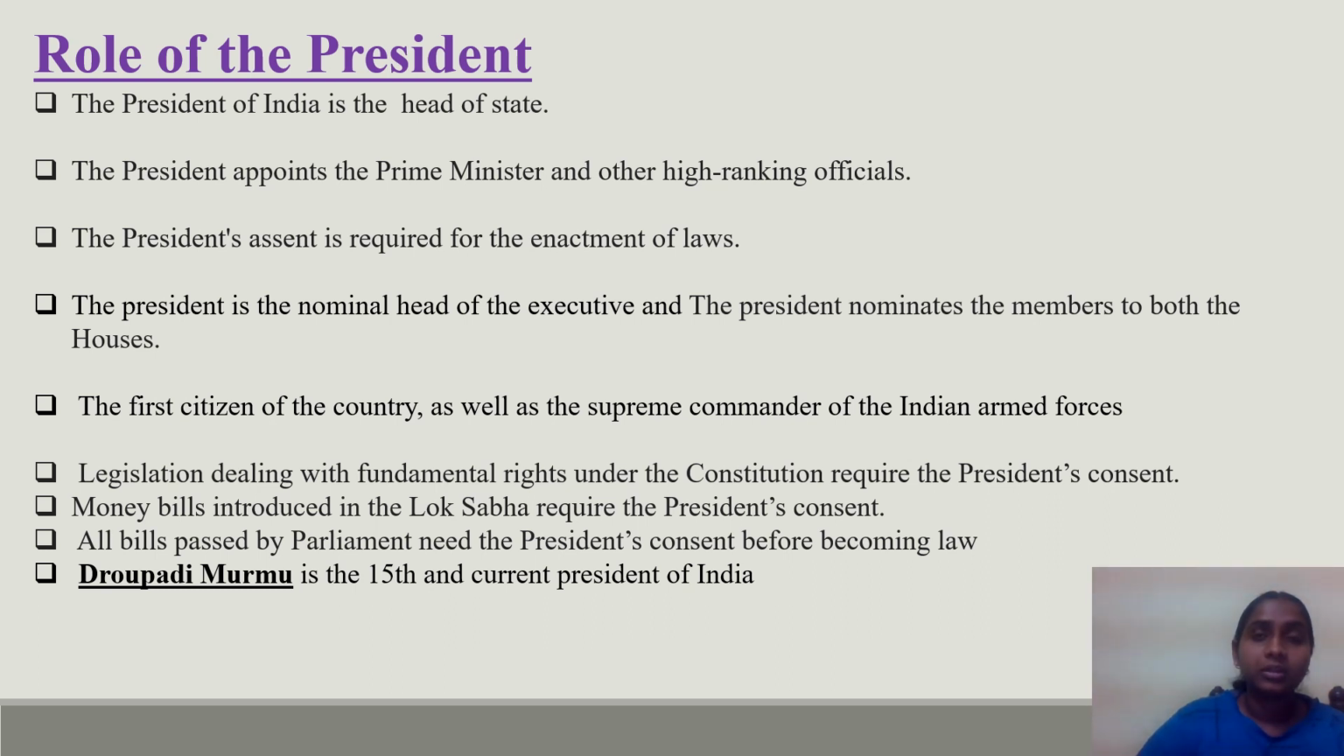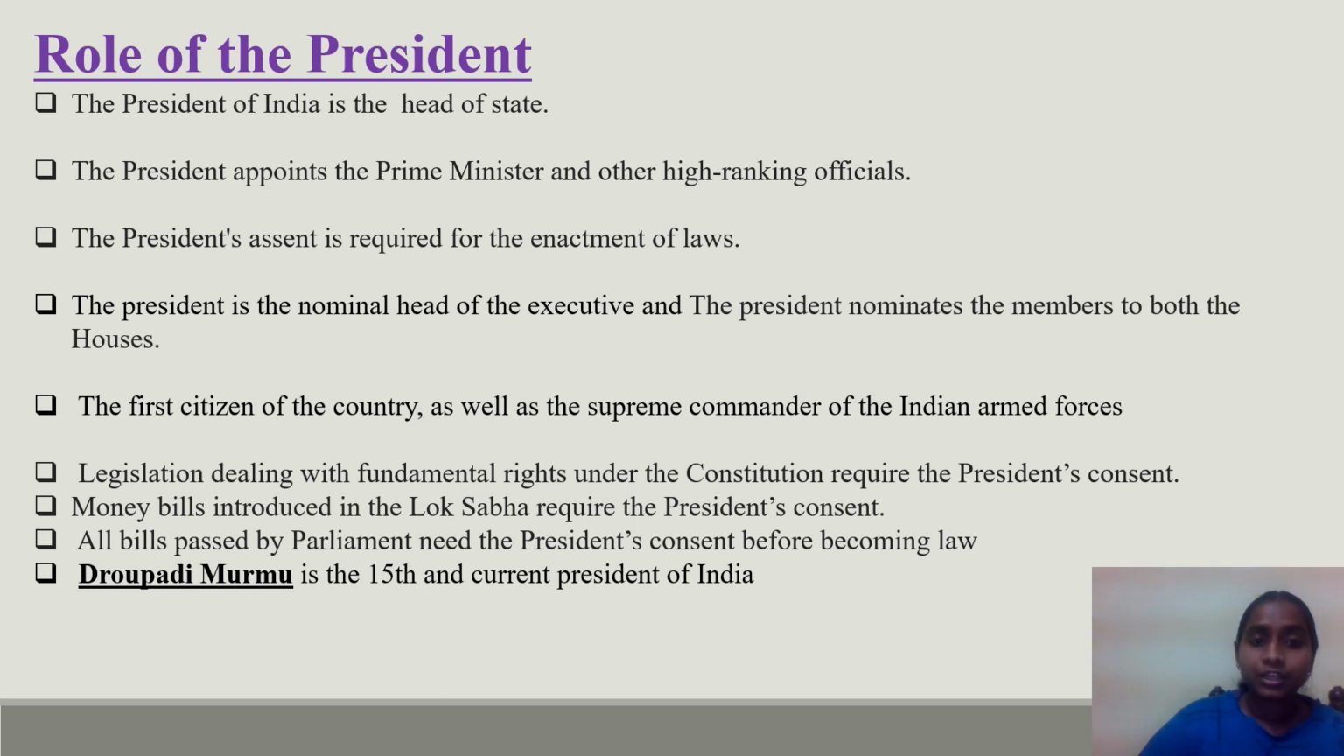The President is the nominal head of the executive, and the President nominates the members of both the houses. The President is the first citizen of the country as well as the Supreme Commander of the Indian Armed Forces, and legislation dealing with the fundamental rights under the Constitution requires the President's consent.